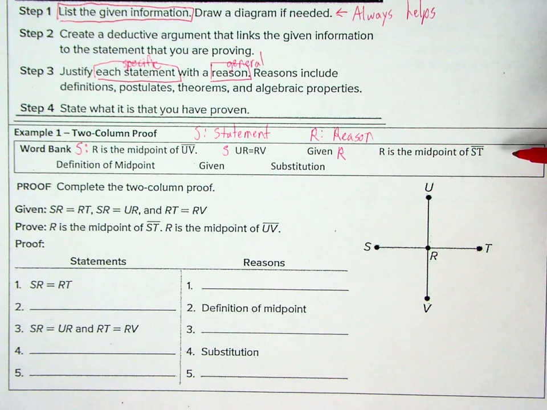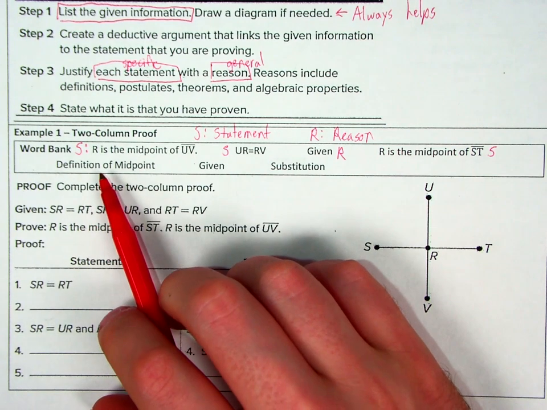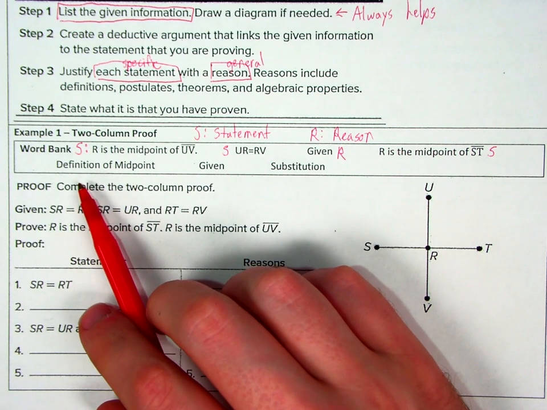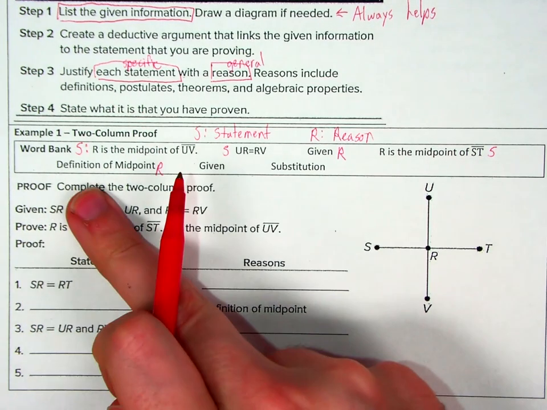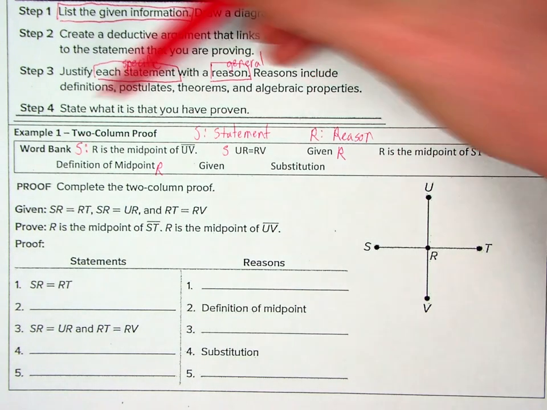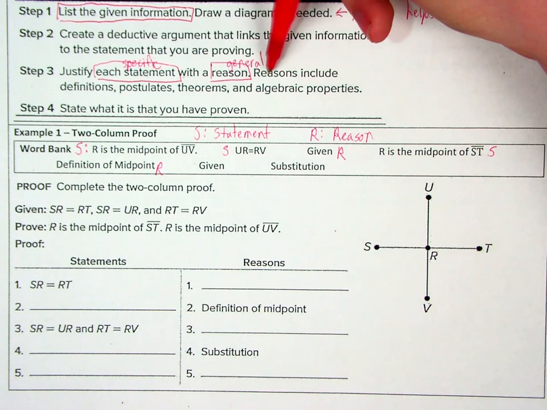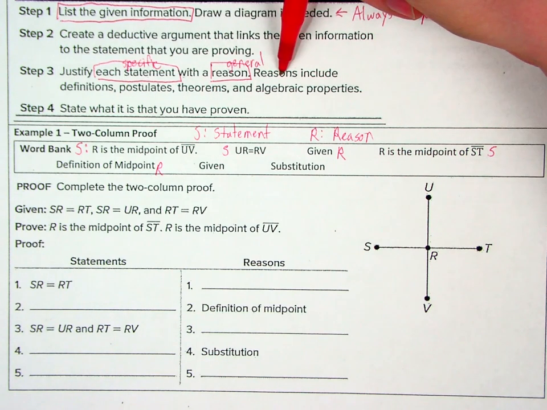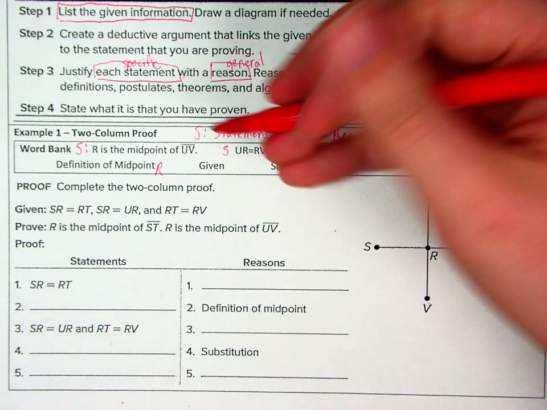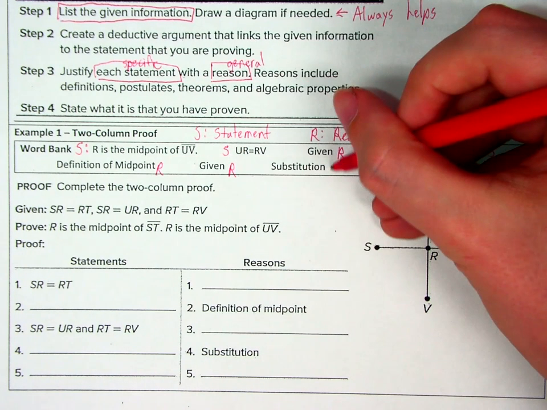R is the midpoint of ST. That's pretty specific. That's another statement. Definition of midpoint. That's going to be a reason for us. It's a definition. Again, your definitions are generally a reason. Your postulates are reasons. Theorems are reasons. Then we had reasons the rest of the way.